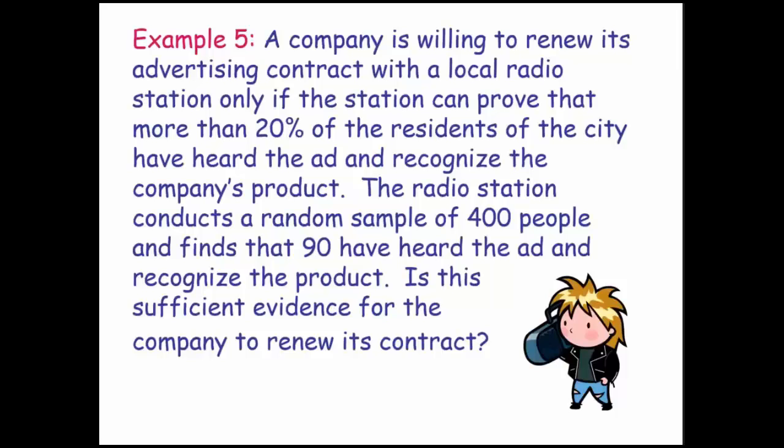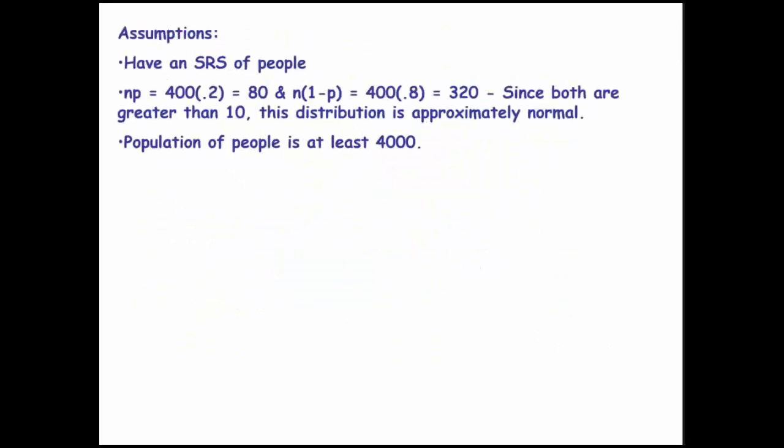It's that 20%. So 400 times 0.2 is clearly bigger than 10, and then 400 times 0.8, 1 minus 0.2 is 0.8, is clearly bigger. All right, so we kind of get this written out here. And then, is it safe to assume that the entire population of the city is at least 4,000? And I think in a typical city, that's a fairly safe assumption that we're not violating at all.